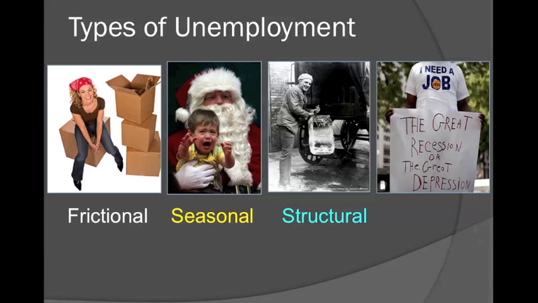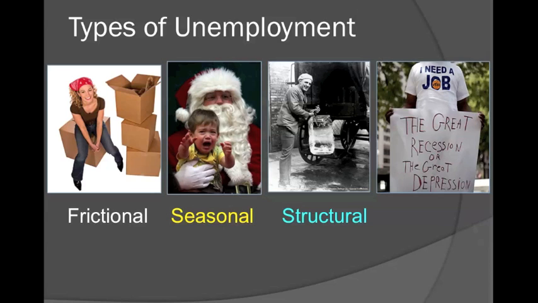Finally, the picture on the right, we have an individual that is indicating by his shirt and the text on his shirt that he needs a job. Well, if we read his sign, it says the Great Recession or the Great Depression. And I think we can draw an assertion here that this person lost their job during the Great Recession of 2008-2009. So why does this person not have a job?